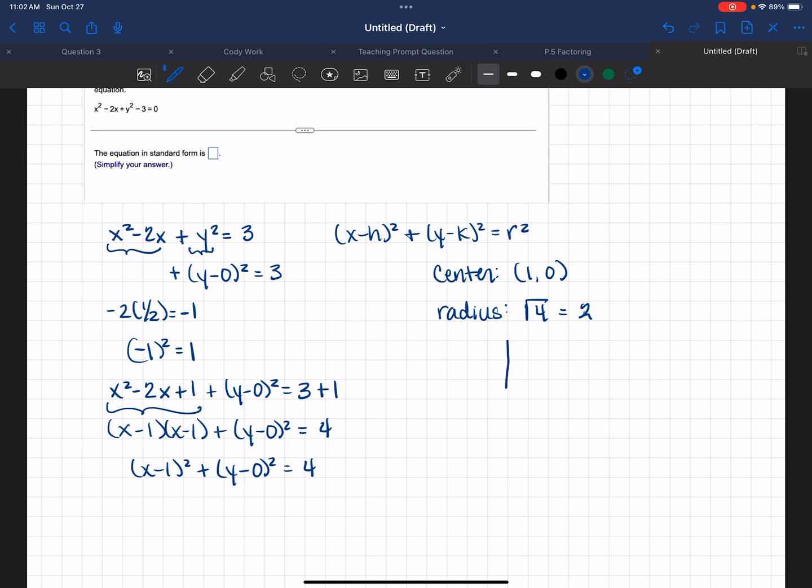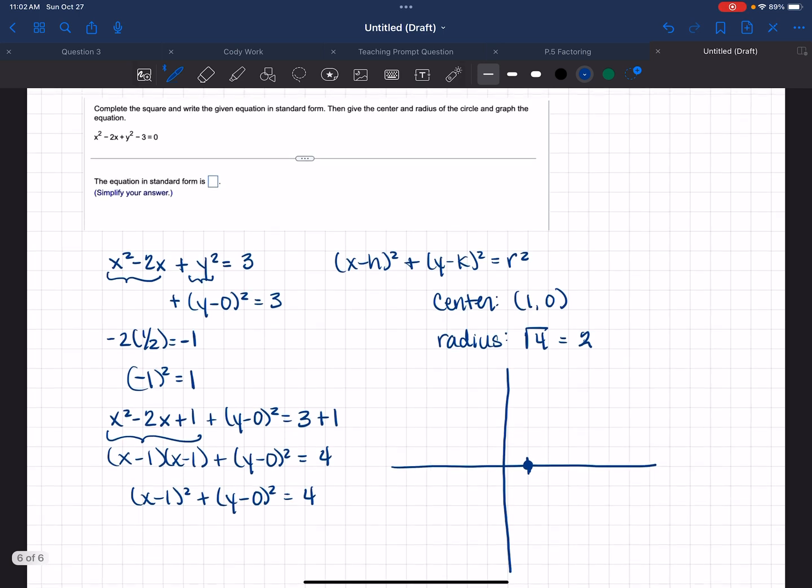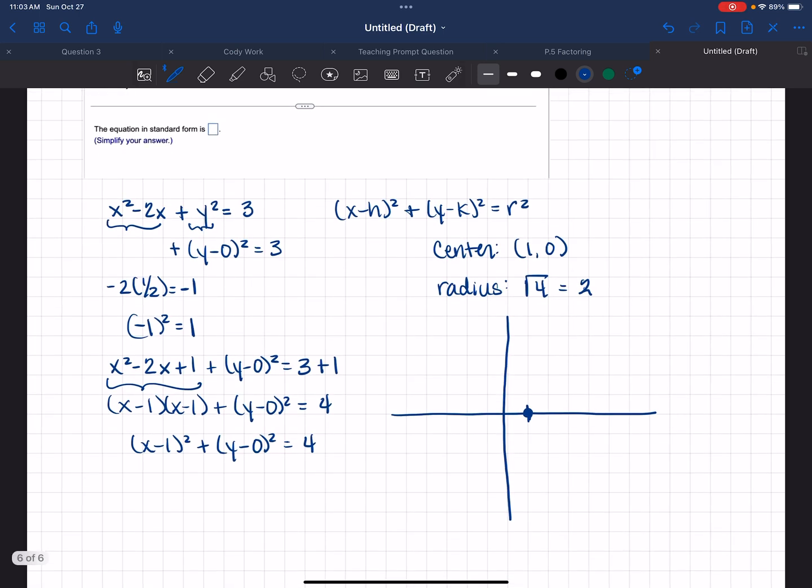So then you're ready to graph it. We have our center at 1, 0, which is going to be right here. And remember, in order to graph 4 points on the circle, I go up 2, down 2, right 2, left 2. Okay? And yeah, we do actually graph it. We do have the equation in standard form here as x minus 1 squared plus y minus 0 squared equals 4. Okay, that's one of our answers.